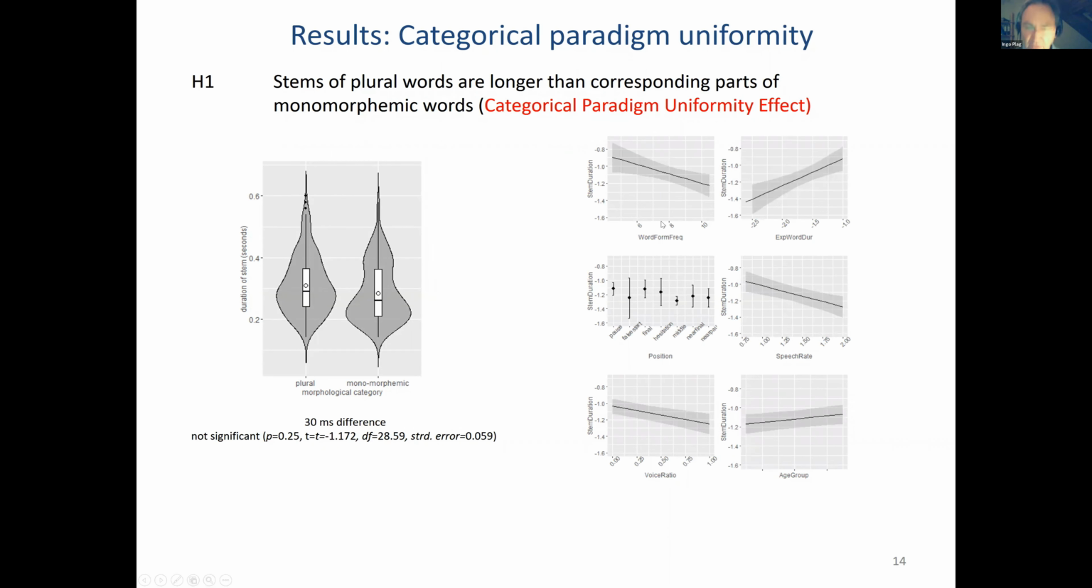We find, however, all the effects that we would expect from our control variables. I don't want to go into the details because it's boring. It's what you expect. So the data are well behaved, but they don't do what Seifert et al. would expect them to do in terms of the categorical paradigm uniformity effect. So we have to reject hypothesis 1.